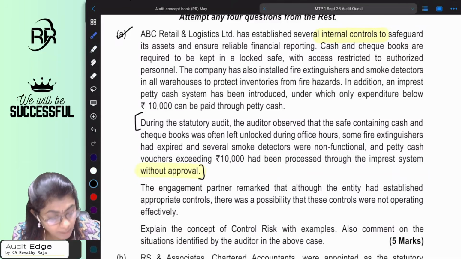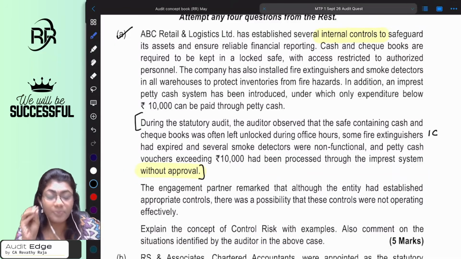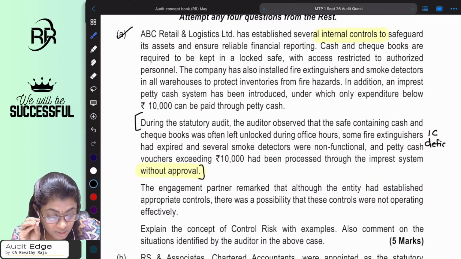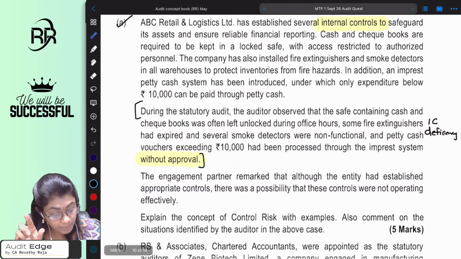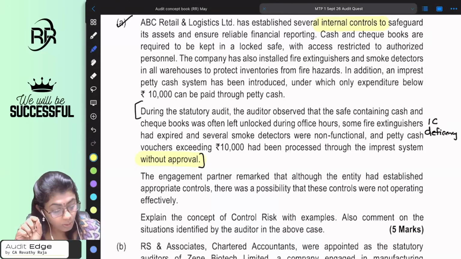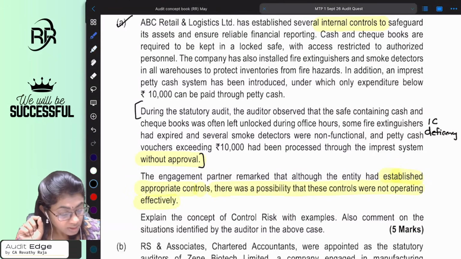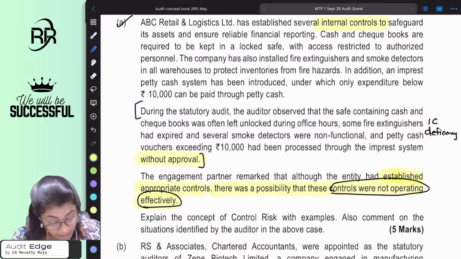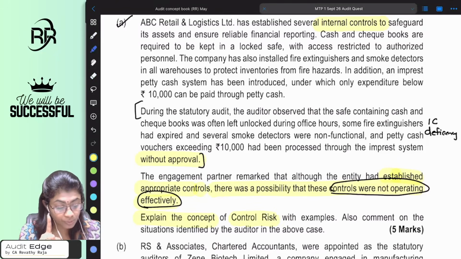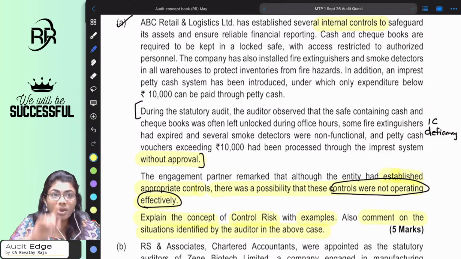So when you read this particular passage, you come to know that the company's internal control is deficient, or there is a deficiency in internal control. Now the engagement partner remarked that although the entity has established the appropriate control, there is a possibility that the controls were not operating effectively. So they themselves say control is not operating effectively. Now what? Explain the concept of control risk with examples. Also, comment on the situation identified by the auditor in the above case.